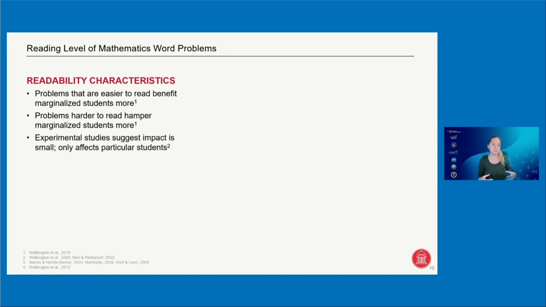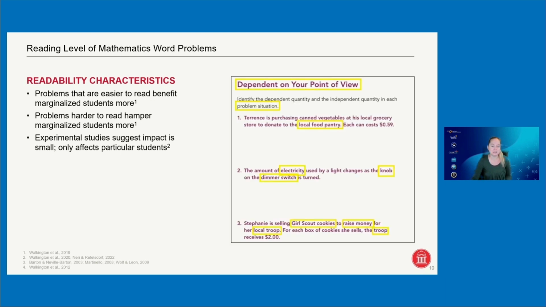So there's two ways to think about whether this matters. One is looking at readability, and the other is looking at match to students' interests and experiences. So I'm going to talk about readability first. Problems that are easier to read tend to benefit marginalized learners more in one of our correlational studies. And we found that problems that are harder to read may hamper marginalized students more. However, experimental studies suggest the impact is detectable but small and only affects particular students.